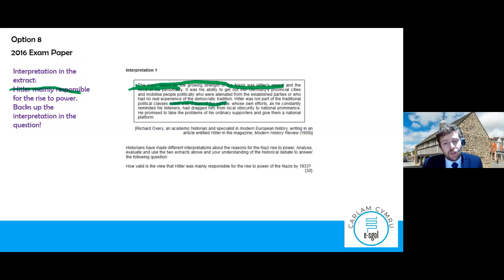And you can write that. Interpretation 1 backs up the interpretation in the question that Hitler was mainly responsible for the rise to power of the Nazis, because it tells us that Hitler had growing strength because of his personal appeal, the force of his personality.